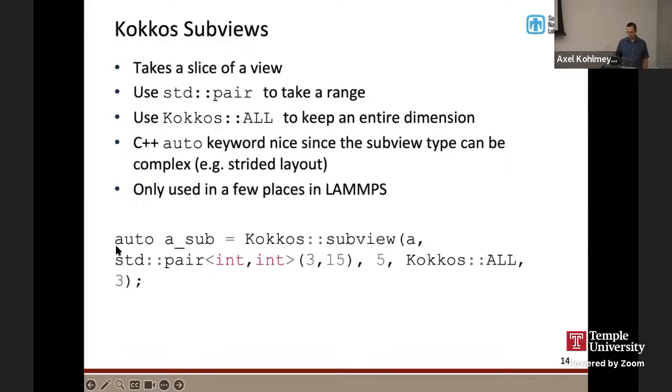It's also really nice to use auto for the return type of the subview because it can be quite complex. It could be a strided layout, and so using auto is really nice. But again, this is only used a few places in LAMMPS. You might see it once in a while, but we don't use it that often. But it is a nice Kokkos feature.